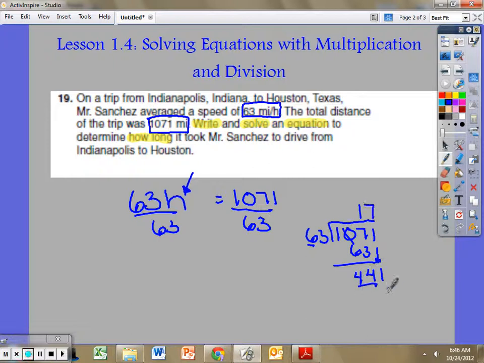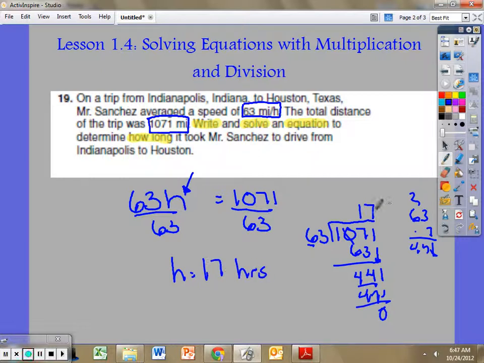7 times 3 is, well, let's do that over here. I'll do it on the side here. Let's go 63 times 7. 7 times 3 is 21. 42 plus 2, that's 44. Oh, look at that. It works out perfect. 441. Nothing left over. So I know that h equals 17, and in 17 hours.